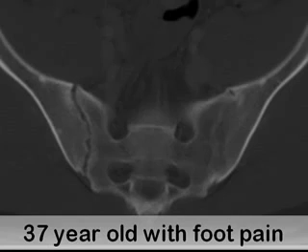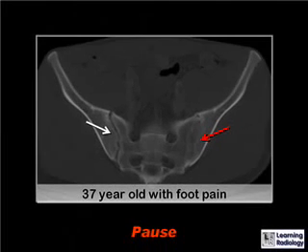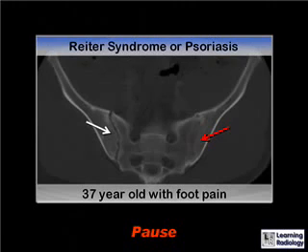Well, you can see that there is bilateral involvement of the sacroiliac joints, but it is asymmetric. The left sacroiliac joint, to which the red arrow was pointing, is nearly fused, whereas the right sacroiliac joint, the white arrow, is narrowed and irregular. With a history of foot pain, you might lean toward Reiter syndrome, which is what this patient had, but this could represent either Reiter syndrome or psoriasis or even rheumatoid arthritis.